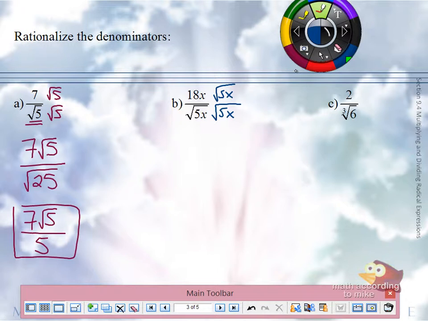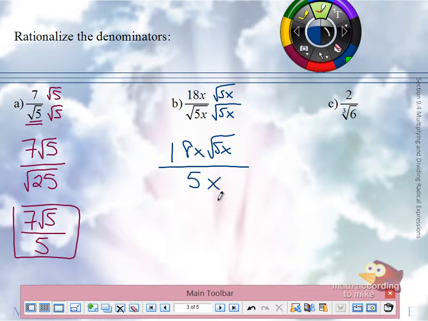Upstairs, you have 18x times the square root of 5x. Those just are put next to each other. Downstairs, you have the square root of 5x times the square root of 5x. What is that? So you could say square root of 25x squared, but then how does that clean up? We're going to assume that the variables represent positive numbers, so no absolute values here. Just 5x.